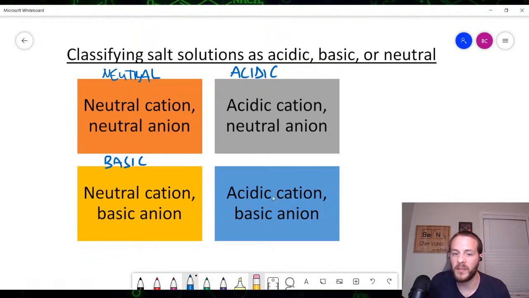And finally, if you have an acidic cation and a basic anion, well, does your solution end up being acidic, basic, or neutral? And this one depends, right? I'm just going to write the word depends. So what does it depend on?